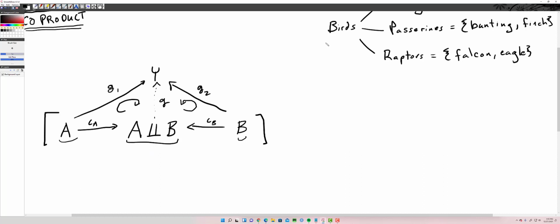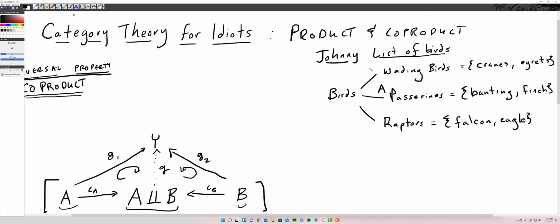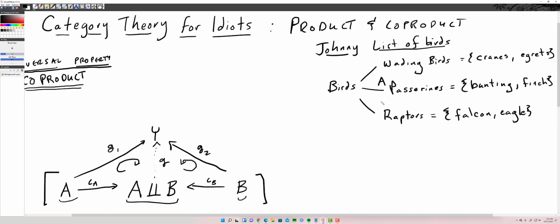So we're going to start here. We're going to say, well, let's say A is the passerines, okay, and let's say that B are the raptors, okay.